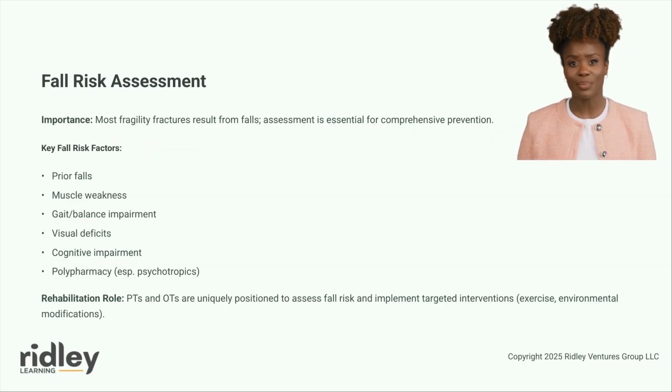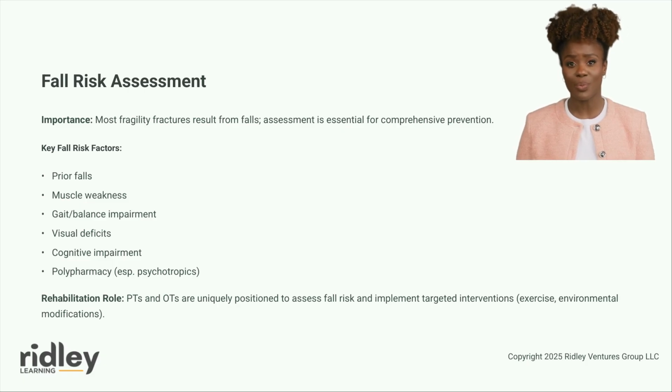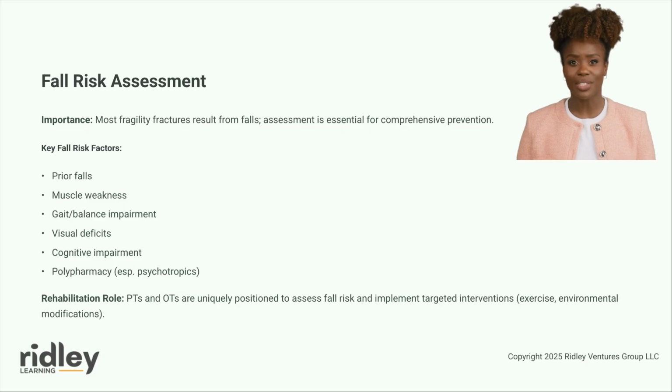Integration of fall risk assessment into osteoporosis evaluation represents an essential component of comprehensive fracture prevention. Most fragility fractures result from falls, and addressing fall risk provides an important complement to skeletal-directed interventions. Fall risk factors overlap substantially with osteoporosis risk factors and include advanced age, female sex, prior falls, muscle weakness, gait and balance impairment, visual deficits, cognitive impairment, polypharmacy, particularly involving psychotropic medications, environmental hazards, and comorbid conditions such as Parkinson's disease, stroke, and peripheral neuropathy.